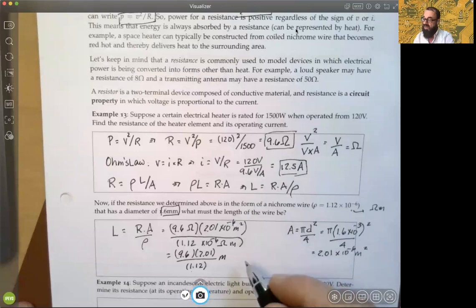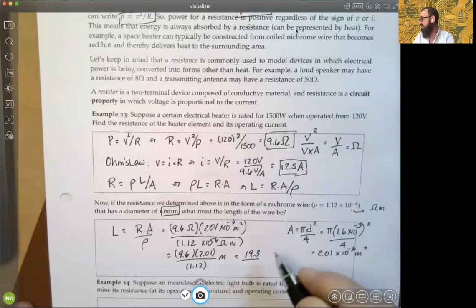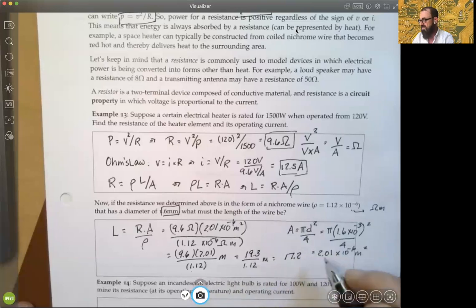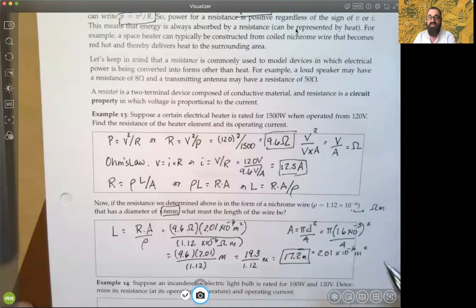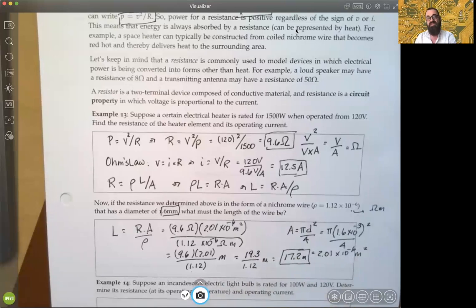That's what we should. And this should turn out to be about 19.3 in the numerator divided by the 1.12, again, in meters. And it turns out the wire is about 17.2 meters, okay? That's a fairly significant coil. If you think about the length, meter a little bit, about a yard. So it's almost, it's in the neighborhood of 17 yards of wire there. So it's pretty significant for that heater unit, okay?